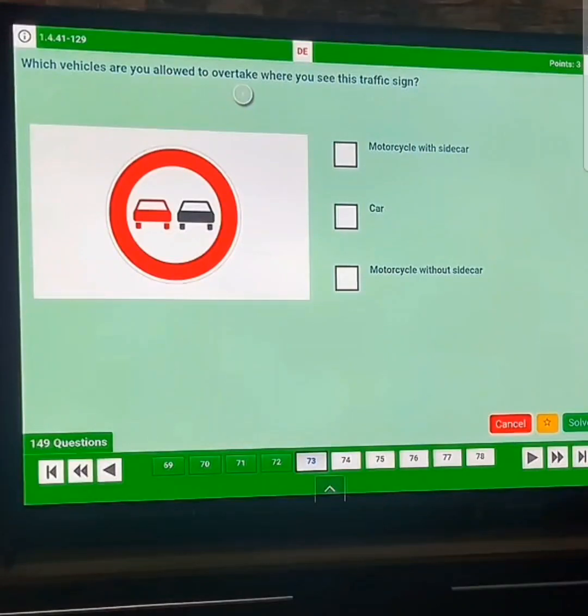Which vehicle are you allowed to overtake where you see this sign? Motorcycle with sidecar? No. Car? No. Motorcycle without sidecar.